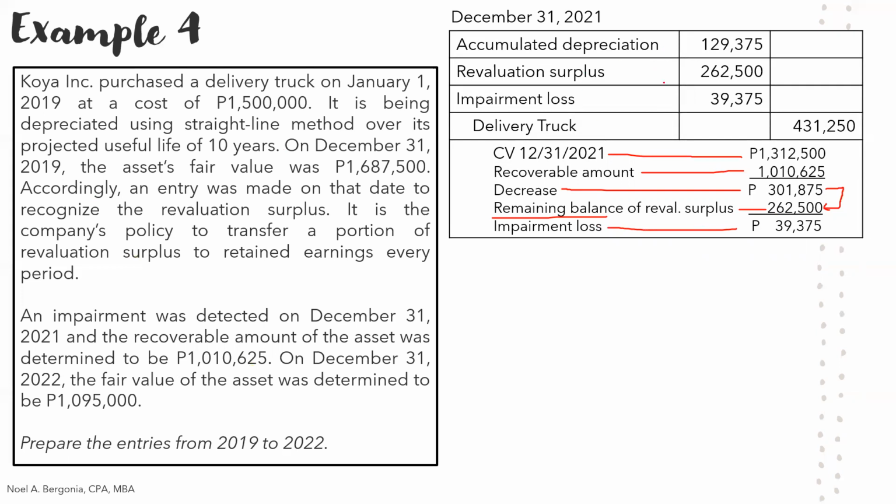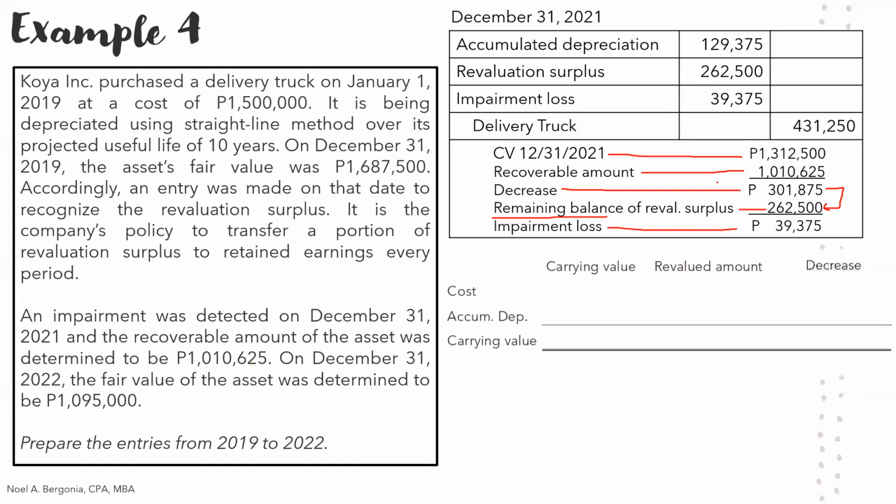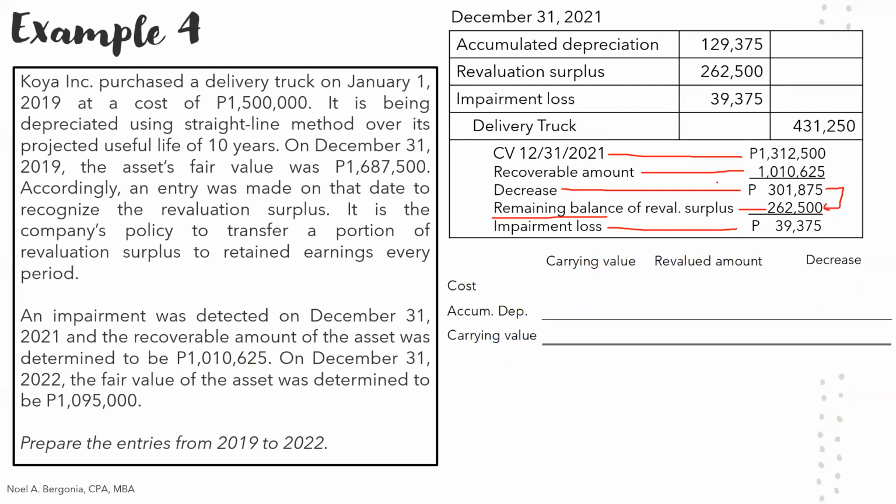That's why the entry would be coming from, again, proportionating the decrease. Okay, kasi proportionate tayo kanina. So to be consistent, i-proportionate mo rin yon. So again, the cost was 1,875,000. Yung accumulated kanina was 562,500. The carrying value was 1,312,500. The revalued amount was 1,010,625 and the decrease is totaling 301,875.